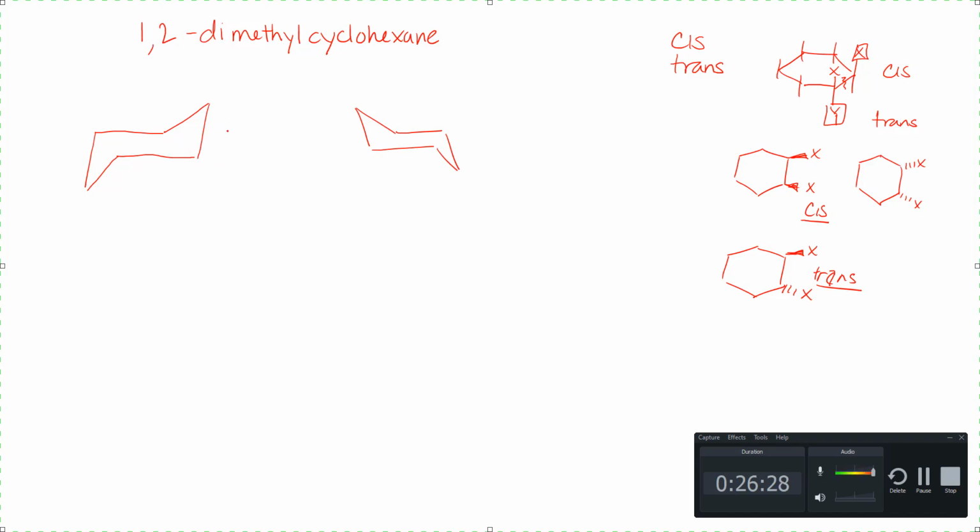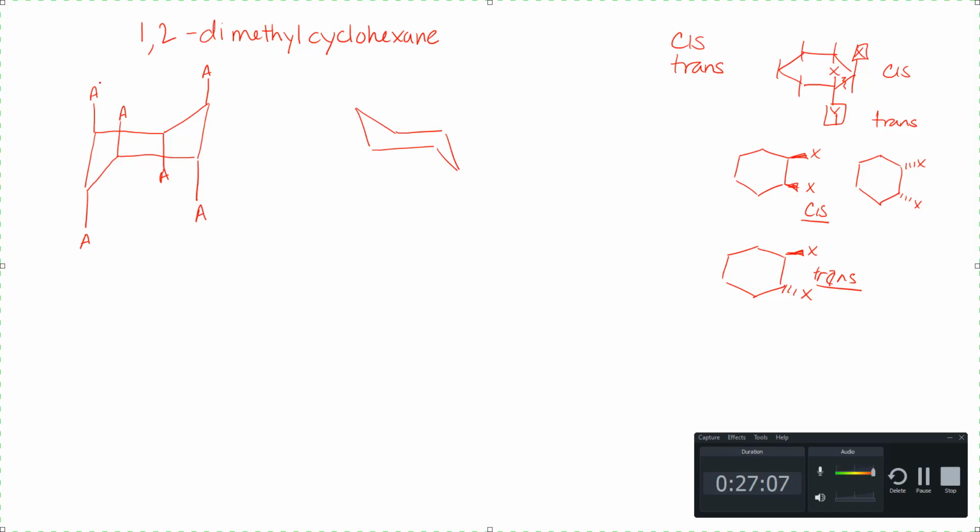Now, in terms of the positions, let's draw in the axial positions. First, let's draw the axial positions that are above the plane of the ring. It's those three. So this is an axial position, this is an axial position, and this is an axial position. There are three axial positions below the plane of the ring. Down, down, down. So that is also axial. This one is also axial, and this is also axial, but those are down.